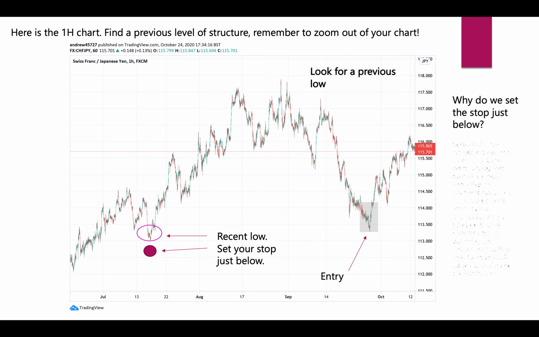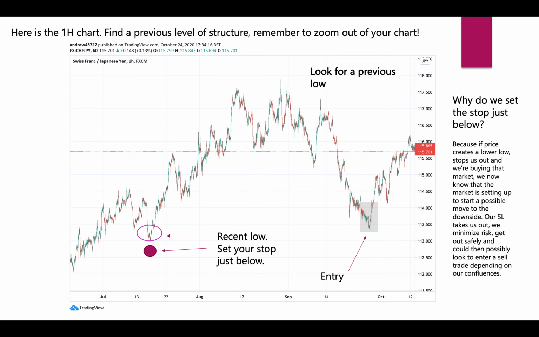So why do we set up the stop loss below? Because if price creates a lower low, stops us out, and we're buying that market, we now know that the market is setting up to start a possible move to the downside, or just a momentum swing in the other direction. Our stop loss takes us out. We minimize that risk, get out safely, and could then possibly look to enter a sell trade depending on our confluences. So it's basically a safer way of taking us out of the trade.